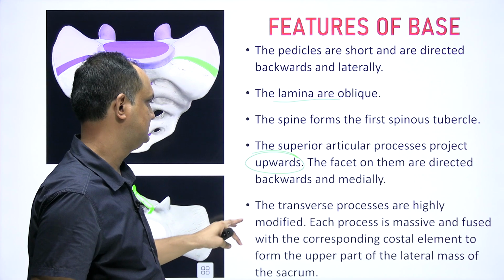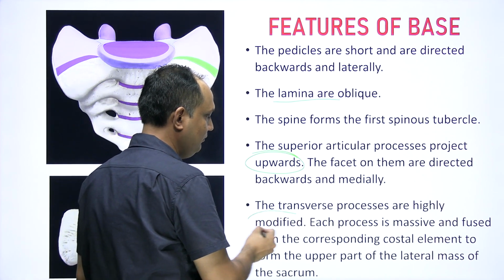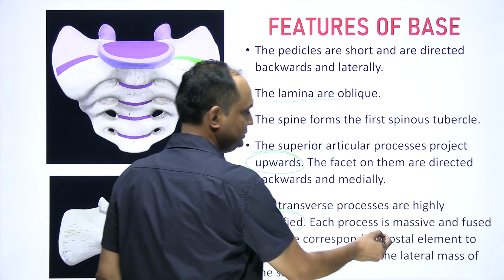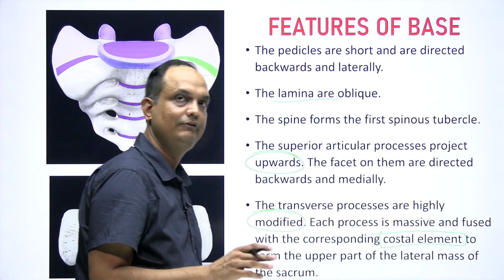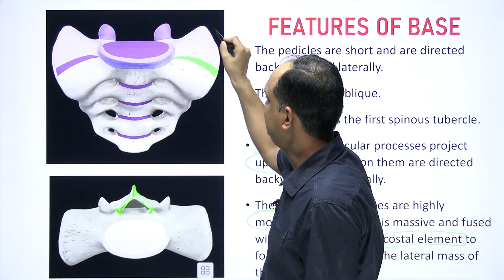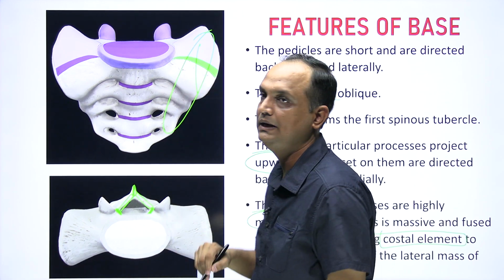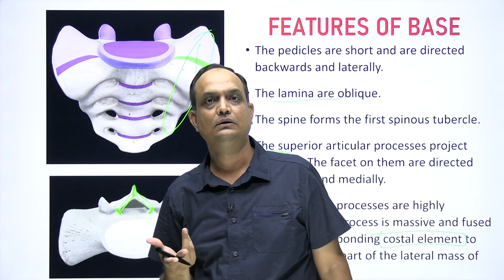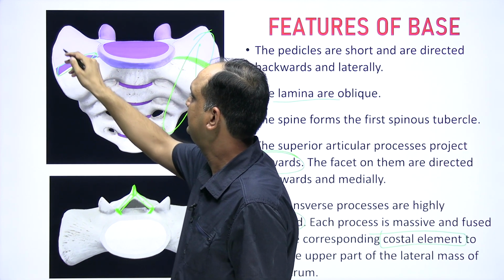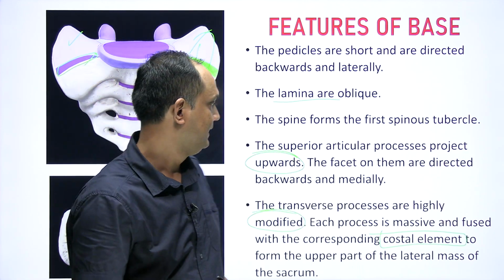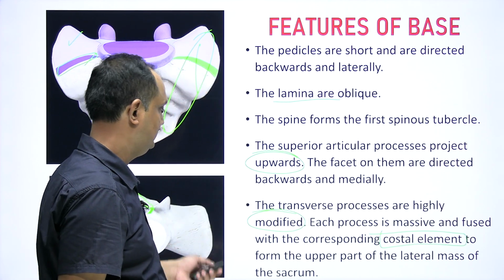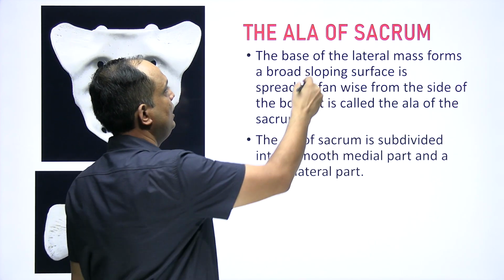The transverse processes are highly modified. I already discussed that each process is massive and fused with the corresponding costal element. I have already told you that every vertebra has costal elements, and in the case of the sacrum, these lateral masses are actually the fused part of the transverse process and the costal element. Here you can see that this is your costal element and this is your transverse element. That's why you have the massive lateral part which also takes part in weight transmission. Now, what is the ala of the sacrum?